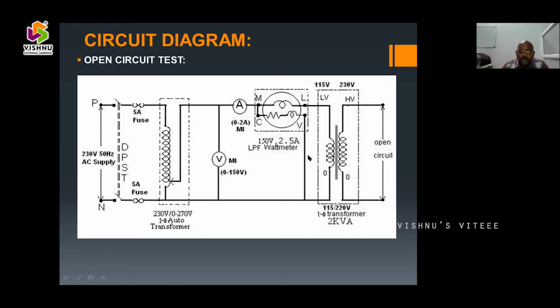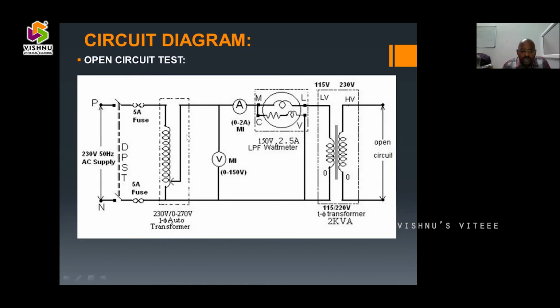Coming to the meters connected to the transformer, and one more device. This is the wattmeter, which consists of four terminals: M, L, C and V. M means main, C means common, L means line, and V means voltage. So these are the four terminals of the wattmeter. Every wattmeter consists of four terminals, and the rating of the wattmeter is 0 to 150 volts, 2.5 amps, LPF wattmeter. The ammeter is 0 to 2 amps and the voltmeter is 0 to 115 volts.